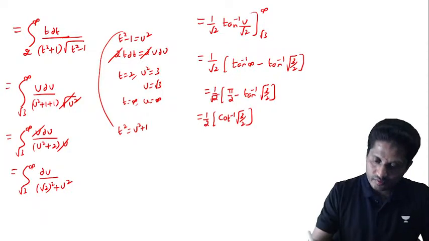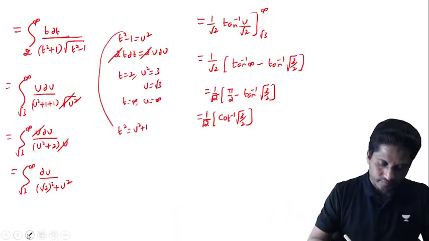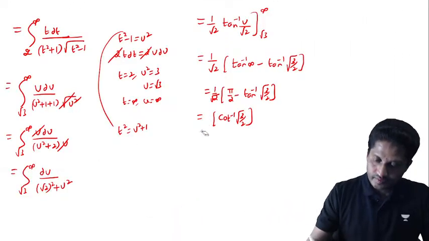Okay, so this is 1 by root 2. Okay, now this is 1 by root 2. Still 1 by root 2. Still don't get an option like this.